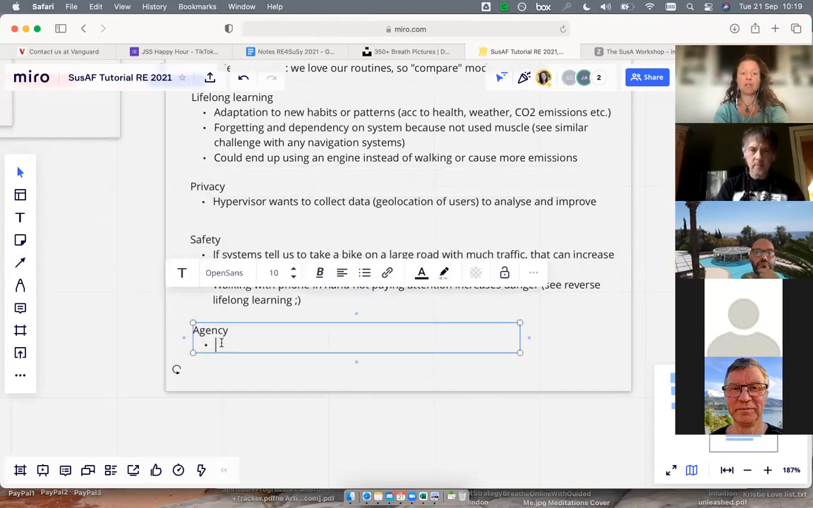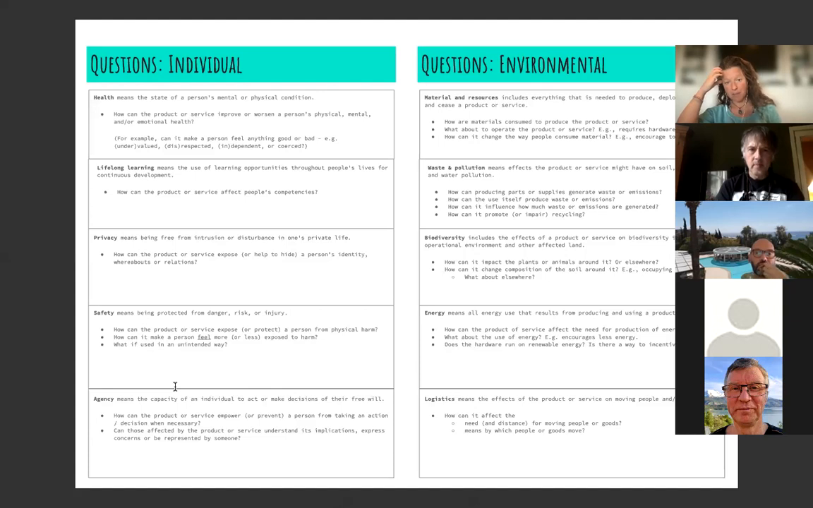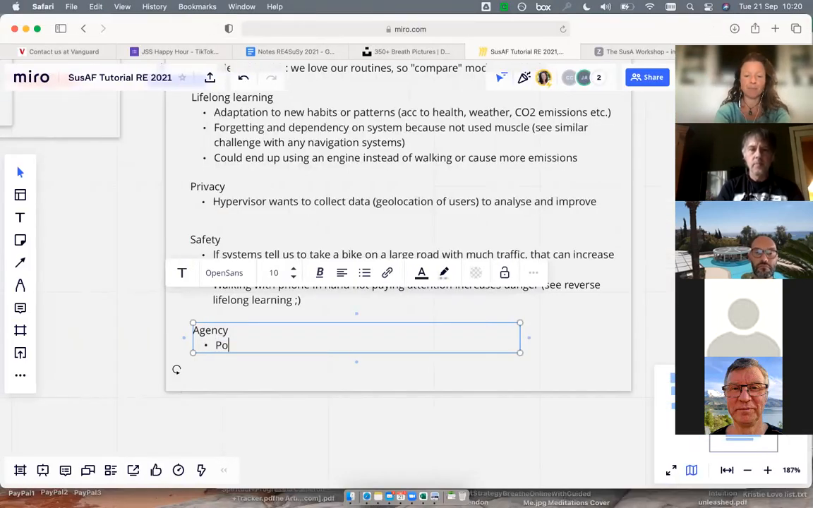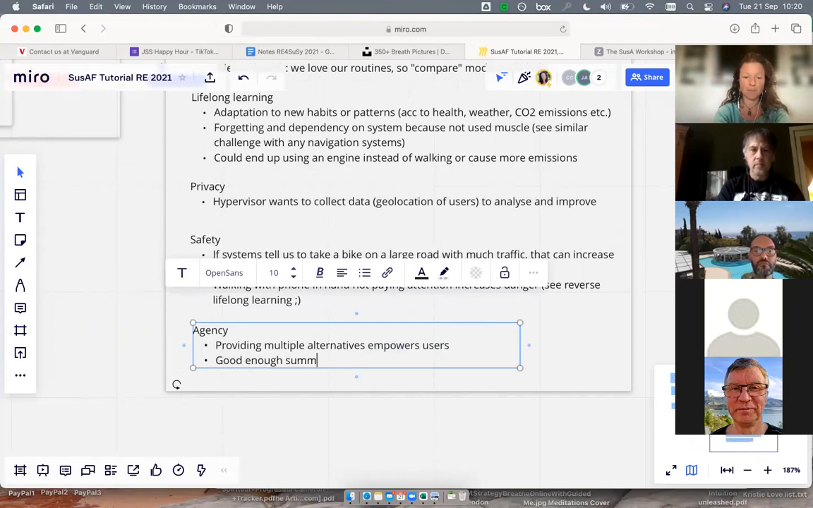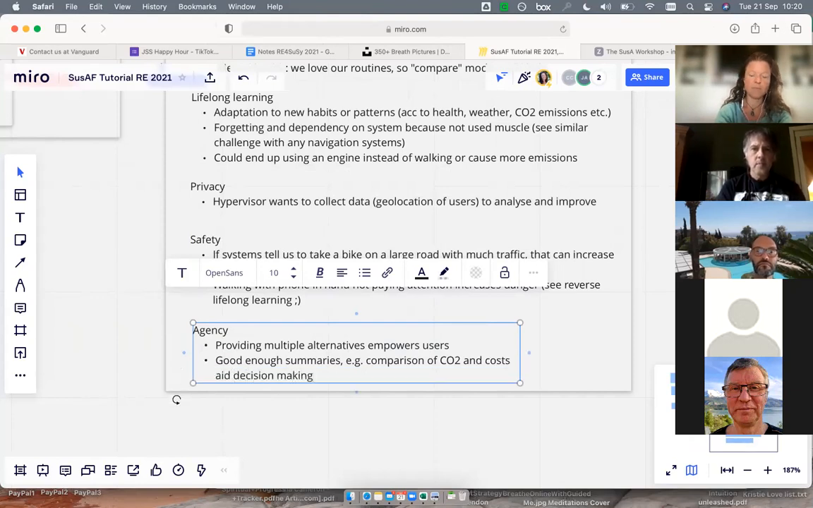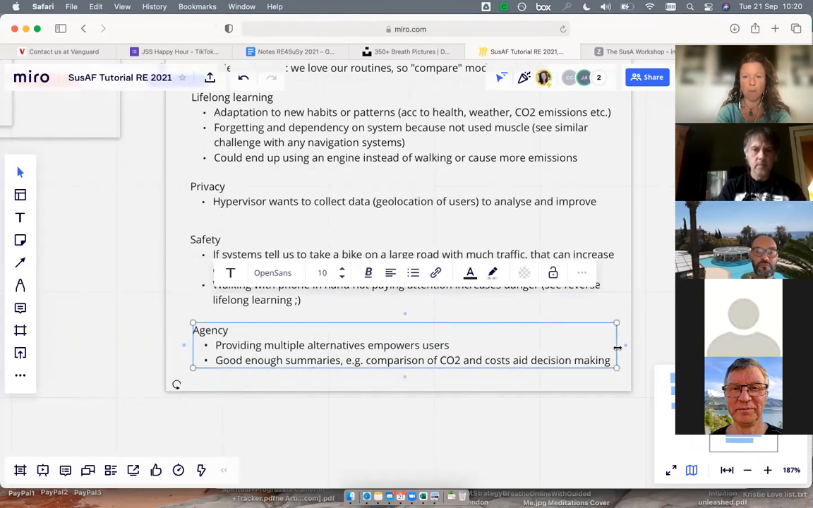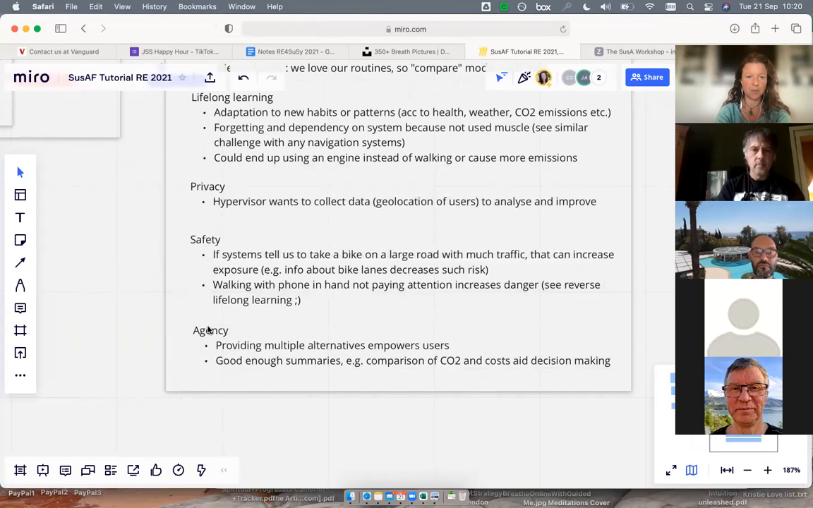Good. The last one in the individual dimension is agency. So the capacity of an individual to act or make decisions of their free will. Is there a way the system empowers a person or prevents them from taking action when necessary? First of all, I would say providing multiple alternatives for routes is first and foremost important. And then having a good summary, of course, showing, for instance, a comparison of the CO2 impact, the cost, and so on and so forth. Yes, beautiful.